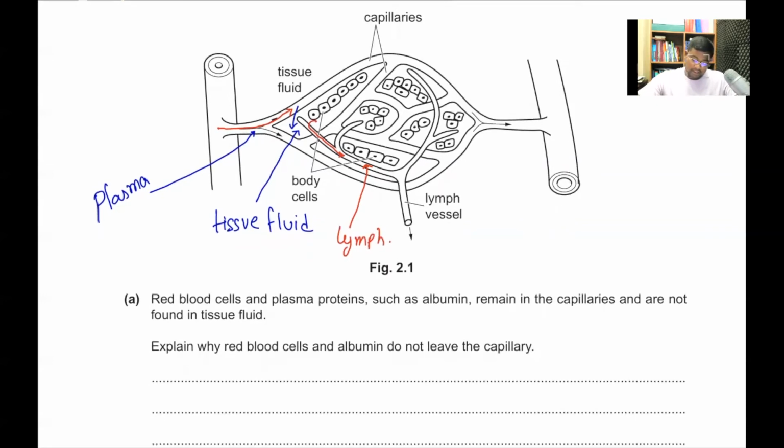Okay. Some tissue fluid can make their way back into the venous end of the capillary. They can go into that particular position.